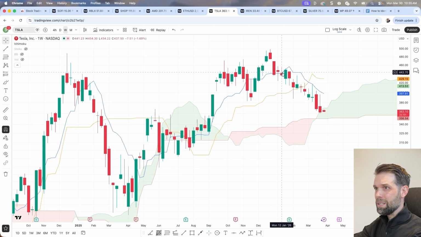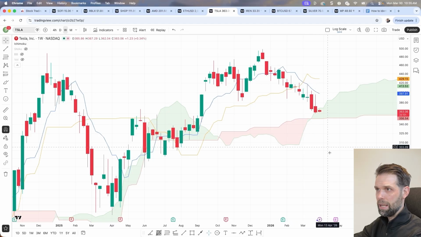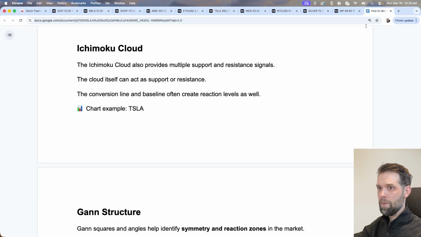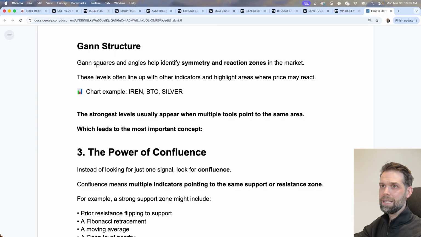We can see when Tesla lost this line, it was flipped to resistance. And when it lost the baseline for a few weeks, it was also acting as resistance on this temporary downtrend. So the Ichimoku cloud is another tool that you can use to find and identify support and resistance. And then the last one we're going to cover is a Gann square. And this helps identify symmetry and reaction zones on a price chart.